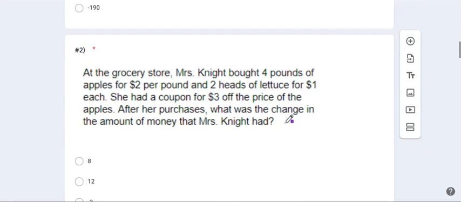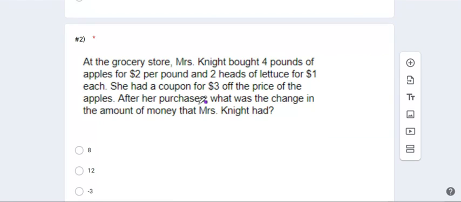All right, number 2, at the grocery store, Mrs. Knight bought 4 pounds of apples for $2 per pound. So if she bought 4 pounds and they're $2 per pound, that means she's paying $2 for each of the 4 pounds. So I'm going to put a negative 2 because she's paying $2. If she's paying the money, of course, money is leaving her account. So I have 4 times negative 2, right? That'd be negative 8, which is the amount of money that she would pay for the apples.